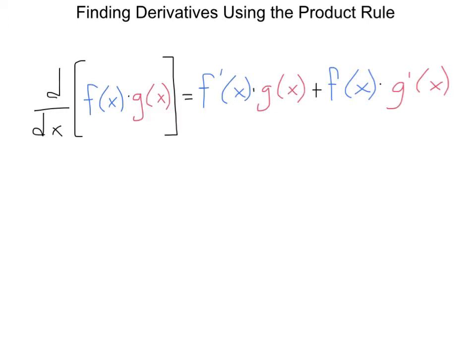So you can think about it as the functions take turns being the derivative. In the first one, it's the first derivative times the second function, plus the first function times the second function's derivative. And that's all we have to do to take the product rule. Sometimes you're going to need to simplify what's here, but the product rule at its core is quite simple.